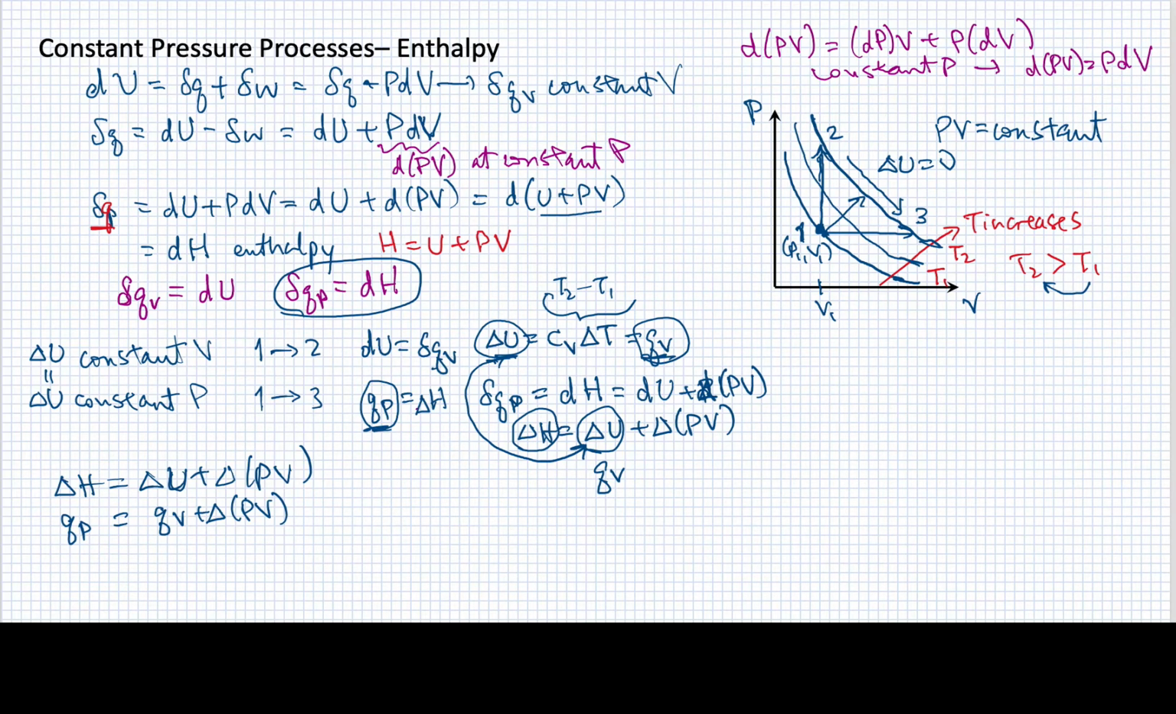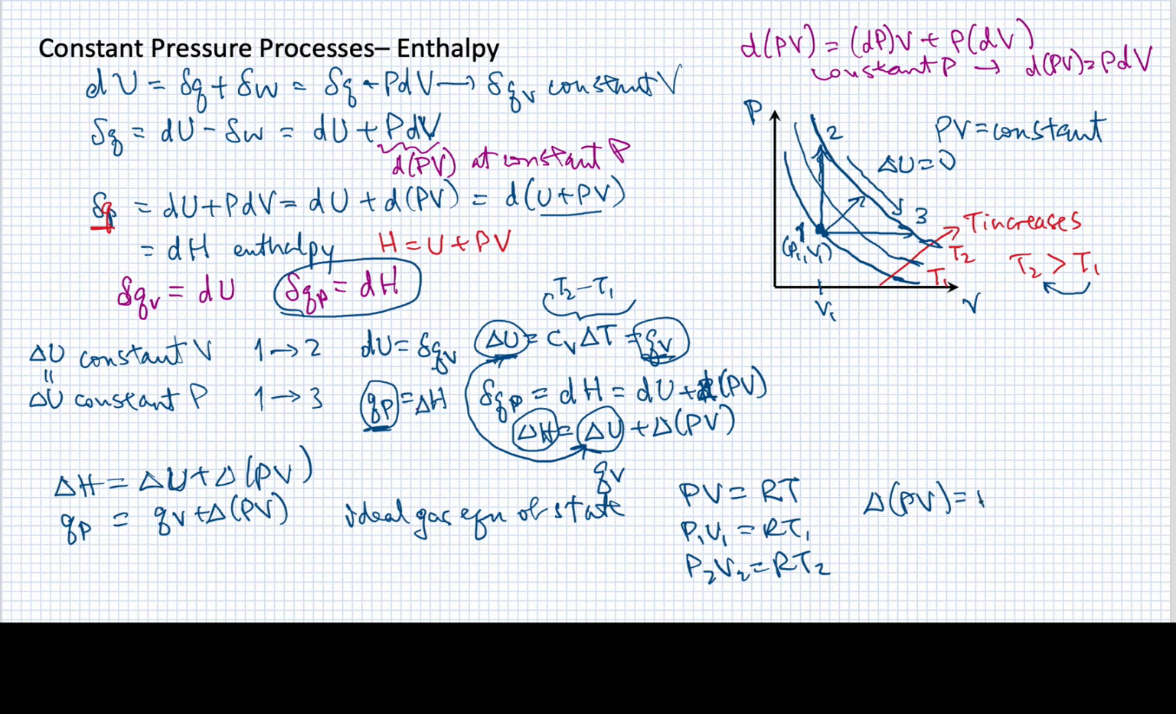Now the change in PV, we could also get using the ideal gas equation of state. Because we know that for an ideal gas, PV is equal to RT if we have 1 mole. So P1V1 will be RT1, P2V2 will be RT2, and the difference in these, delta PV, will be P2V2 minus P1V1, or R times T2 minus T1, or R delta T. So in other words, this thing here has the definition of R times delta T. And by this difference, QV and QP are going to be different.